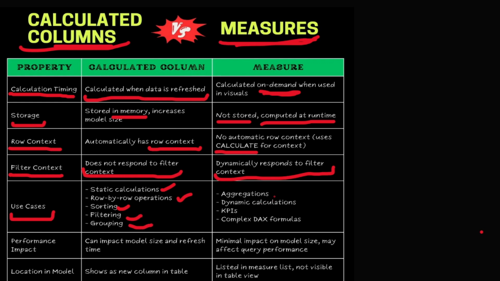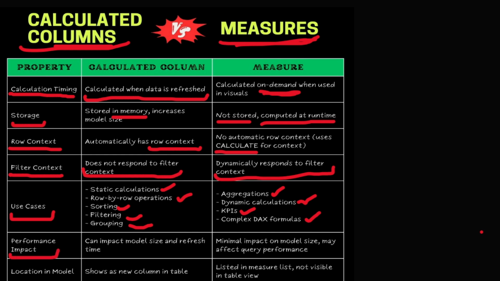Whereas a measure is generally used for aggregations. So aggregations like sum, minimum, maximum, and count, we can do all sorts of aggregations using a measure, and it is used for dynamic calculations. Generally, measures are used for creating KPIs. KPIs means key performance indicators, and it is used for writing complex text formulas.